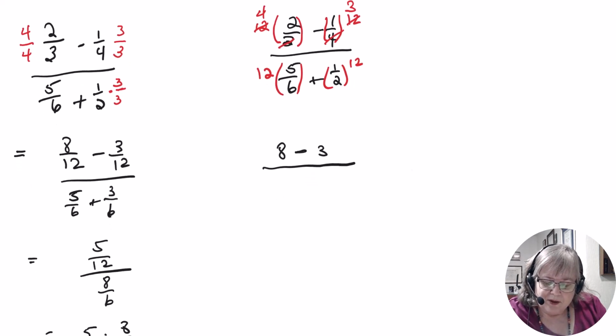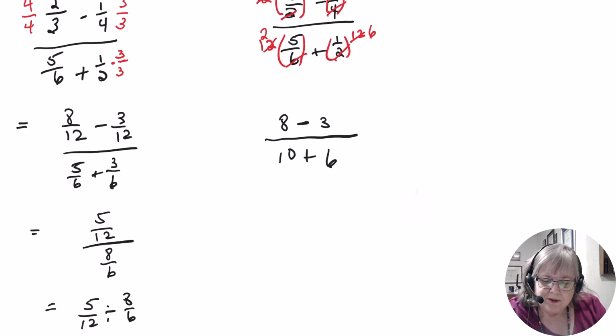And then this 6 goes into 12 twice, and 2 times 5 is 10. Let's go for black. 10 plus, and this 2 goes into 12 6 times, and 1 times 6 is 6. So 8 minus 3 is 5, and 10 plus 6 is 16.